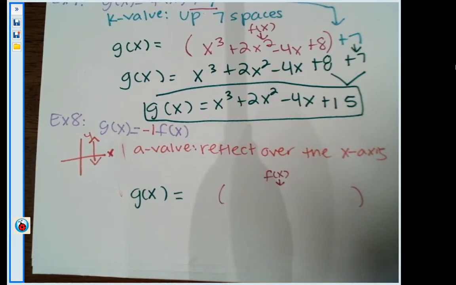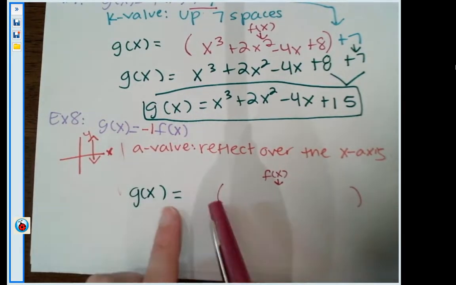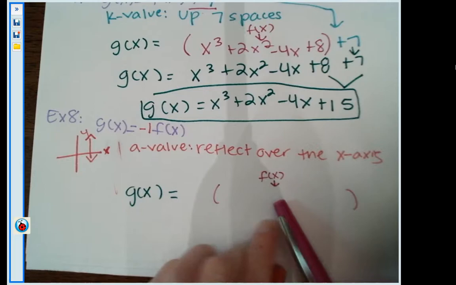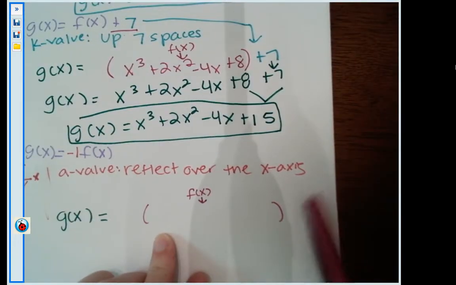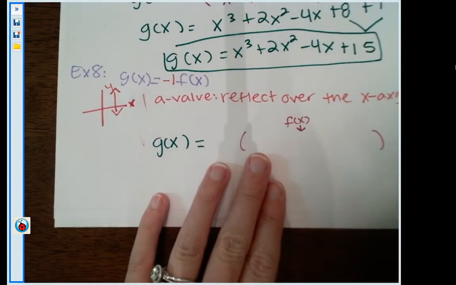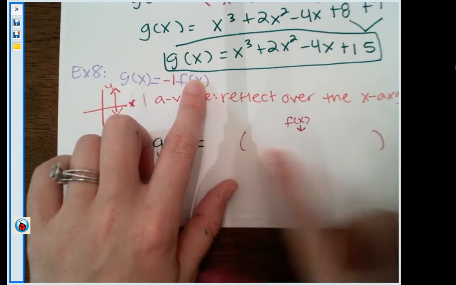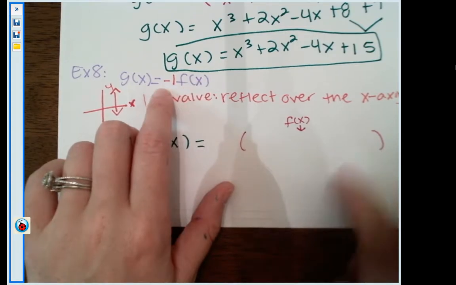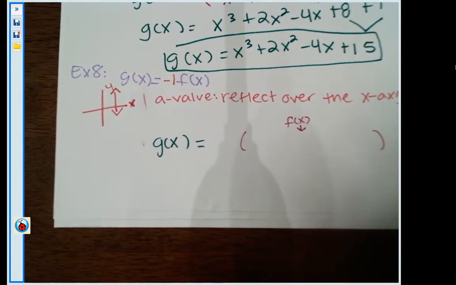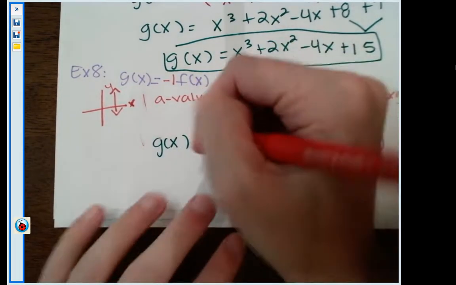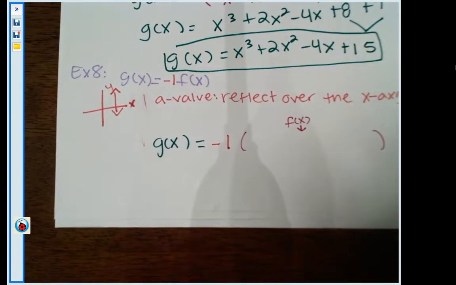Alright, we have to think about where will this negative one go? Will it go in front of the parenthesis, inside of the parenthesis, or on the end of the parenthesis? It's negative 1 times f of x. So if this is f of x, where will negative 1 go? You guys are too cool for school. It does go in front of the parenthesis. You guys are so smart.